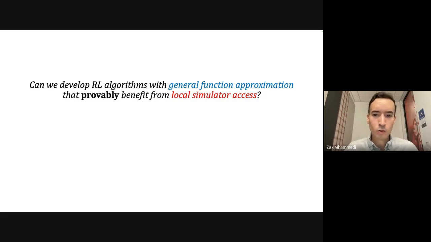Specifically, we want to find out if we can design our algorithms for general function approximation that can provably benefit from local access.